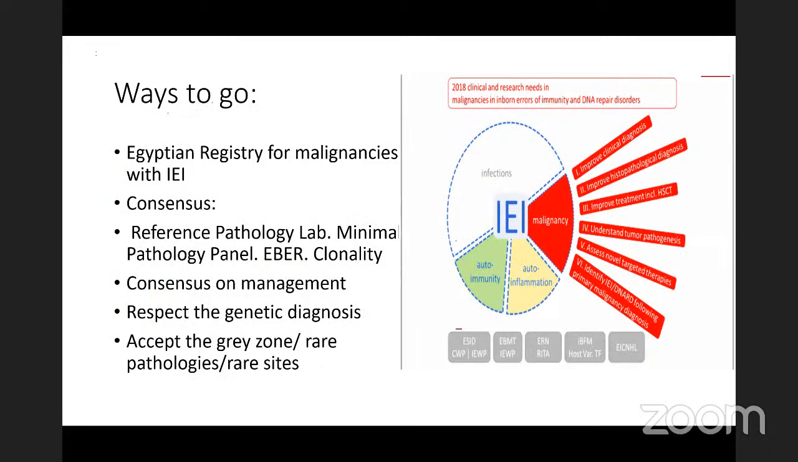And we have to do an Egyptian registry. Like I always say, we have to reach consensus and regard the basic battery for pathology, including EBV and the clonality. We have to have consensus on treatment. We have to respect the genetic diagnosis, because sometimes we think of the end of the line, the pathology, and forget the initial genetic diagnosis. We have to accept the gray zone in the pathology and the rare pathology, because we did not accept the patient with the marginal zone lymphoma in our patient.